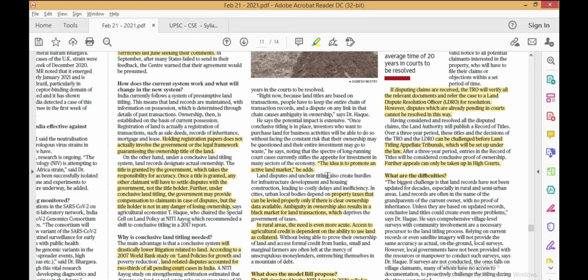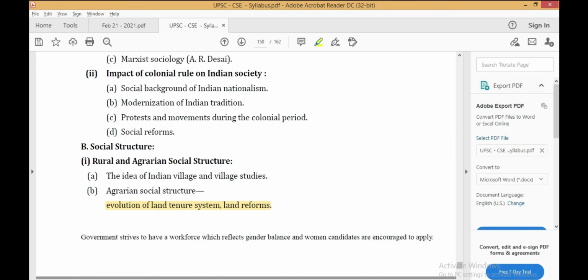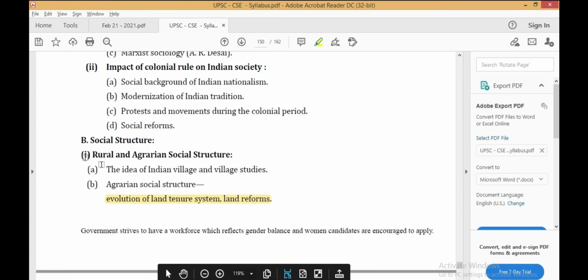Let me show you in your syllabus. Paper 2 Sociology, section B, social structure, and the first is rural and agrarian social structure, and also here agrarian social structure, evolution of land tenure system, land reforms. Okay, this article and this information will help you in this part, land reforms, okay, and land tenure system.